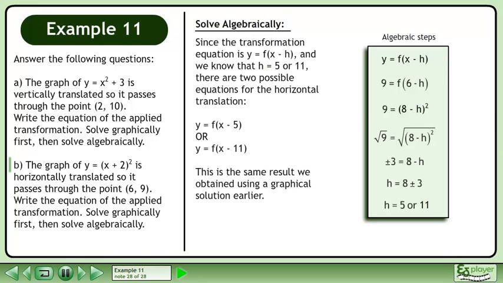Since the transformation equation is y equals f of x minus h, and we know that h equals 5 or 11, there are two possible equations for the horizontal translation: y equals f of x minus 5 or y equals f of x minus 11. This is the same result we obtained using a graphical solution earlier.